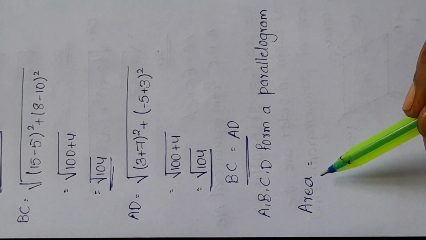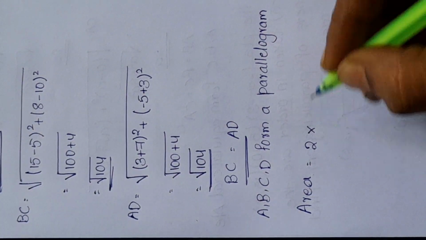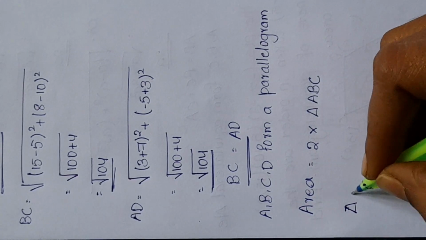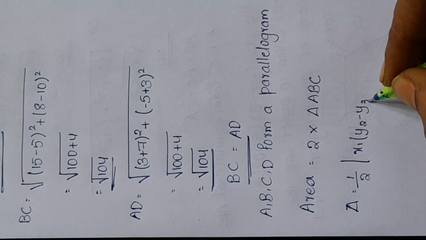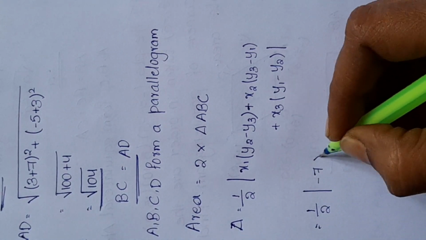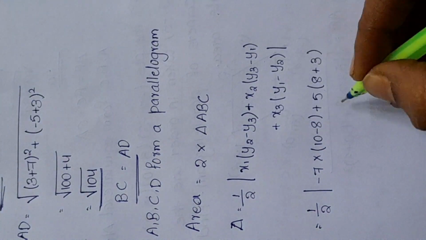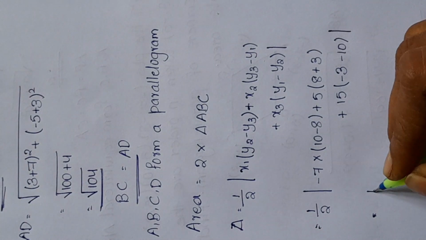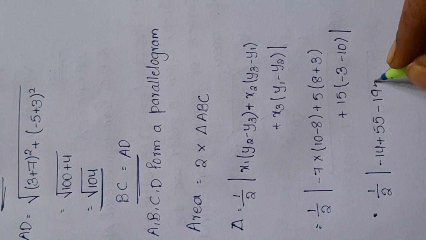Now to find the area of the parallelogram, the diagonal divides the parallelogram into two equal triangles. So area is equal to 2 into triangle ABC area. That is, triangle area, we know the formula, 1 by 2 x1 (y2 minus y3). By using this formula, substitute the values. 1 by 2 into minus 7 into (10 minus 8) plus 5 into (8 plus 3) plus 15 into (minus 3 minus 10). Let us equal minus 14 plus 55 minus 195.